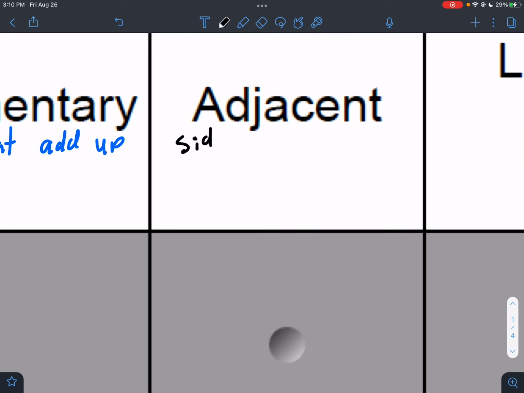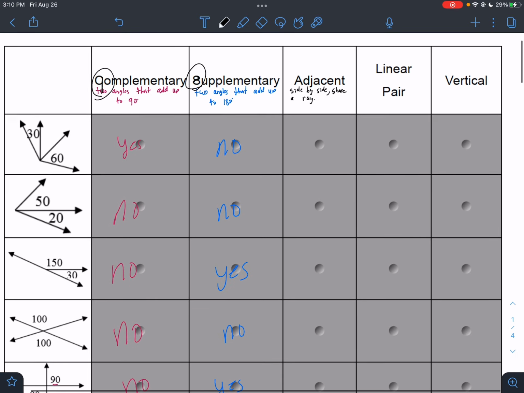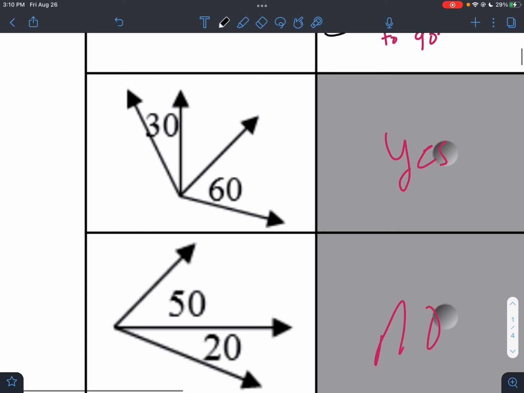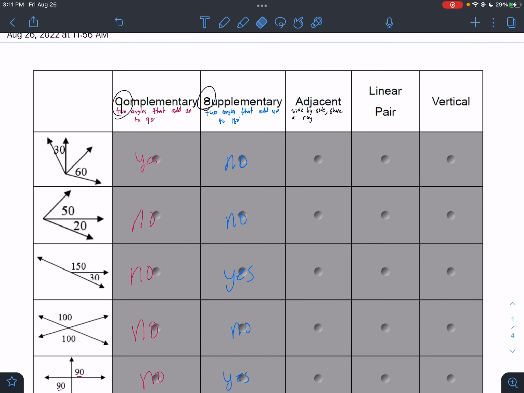Now, adjacent has a different definition. Adjacent is side by side. They are side by side, and to be more specific, they have to share a ray. So they have to have a common ray. So again, we're just talking about the numbered angles. So the 60 and the 30, they're not adjacent. The answer is no. They don't share a ray. They share a vertex. Don't they both start at the same spot here? Yes, but they're not adjacent. They do not share a ray.